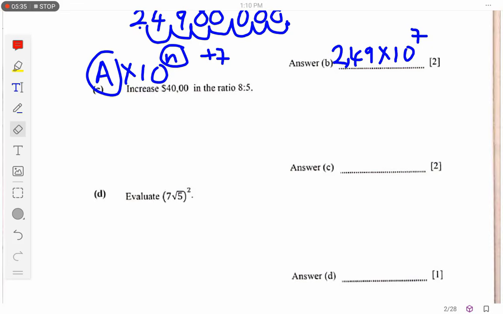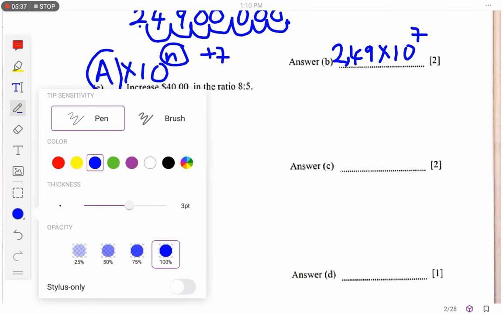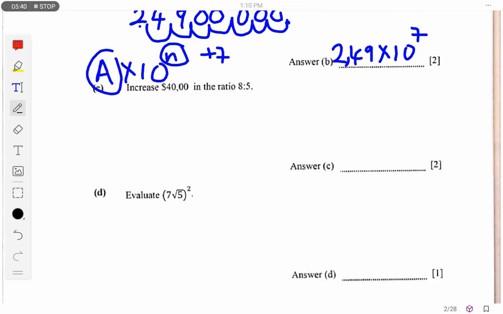The next number says increase $40 in the ratio 8:5. Basically, the simplest way is to say $40 times 8/5. That will be the ratio 8:5. If you multiply, the 5 goes into 40. 40 divided by 5 is 8, so it will be 8 times 8.